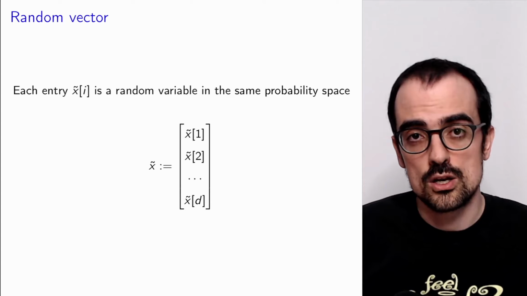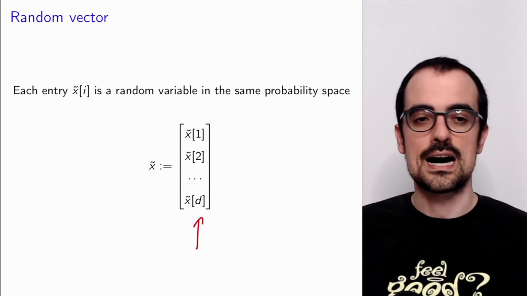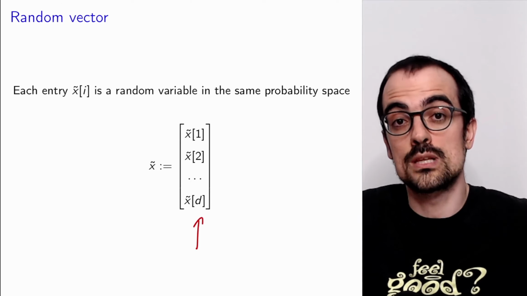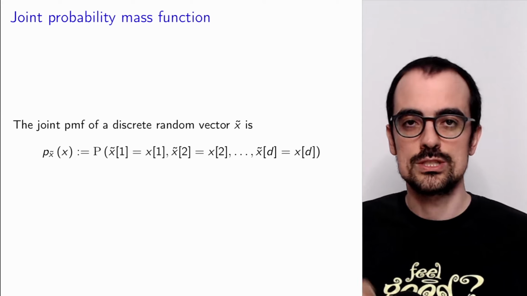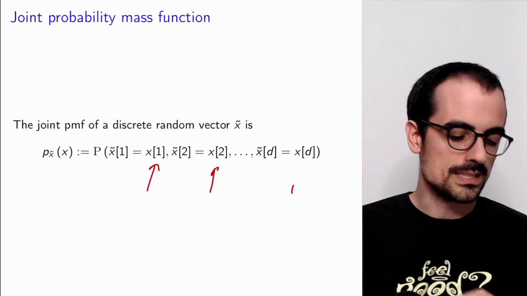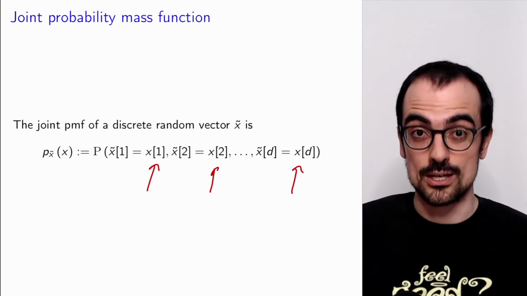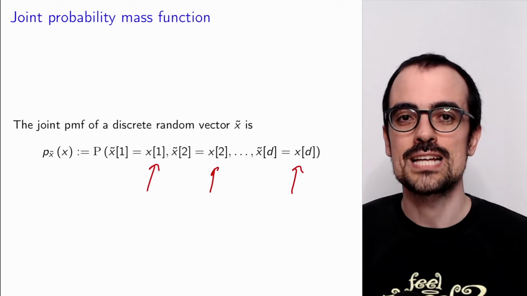Sometimes when we do it for a lot of random variables, we like to stack them as the entries of a vector, which we then call a random vector. And those entries are going to have a joint PMF, which is going to give us the probability that each of the entries equals a specific value at the same time. They all equal this vector of values at the same time.